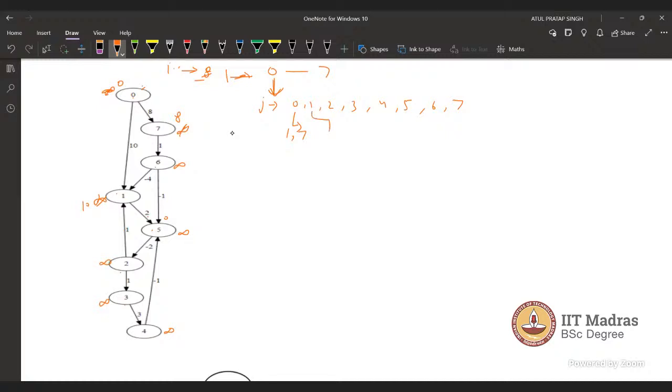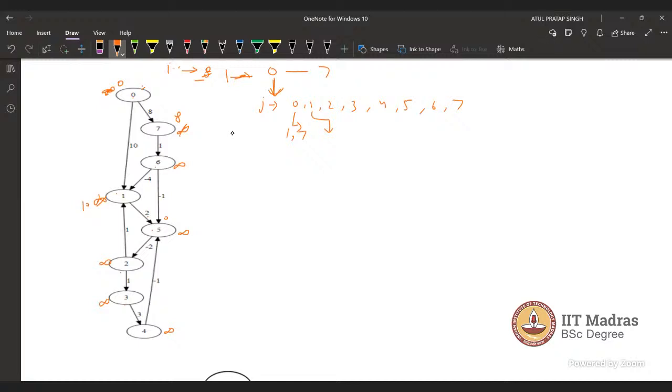Now we will check for 1, what the adjacent of 1 are. Here we are not finding the vertex using the minimum weight formula, which we use in Dijkstra's algorithm. So we will repeat this process for every vertex. For example, we will check for 1 now.